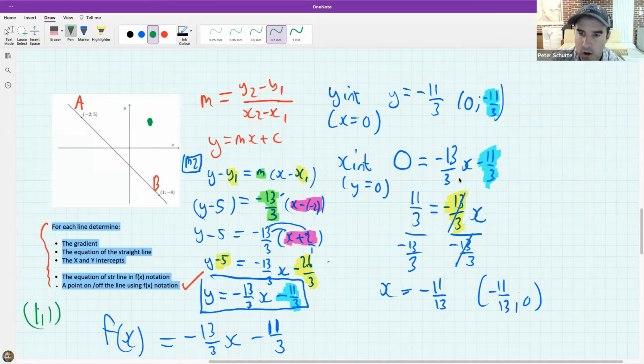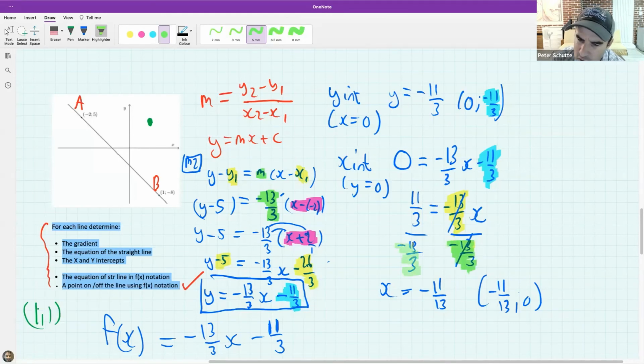Yes, sir. Okay. Now, I'm going to move my minus 11 over 3 to the other side, and I get positive 11 over 3. Are you okay with me on that? Yes, sir. Perfect. Okay. So we've only got one more step to go. All I'm doing is dividing both sides by minus 13 over 3.